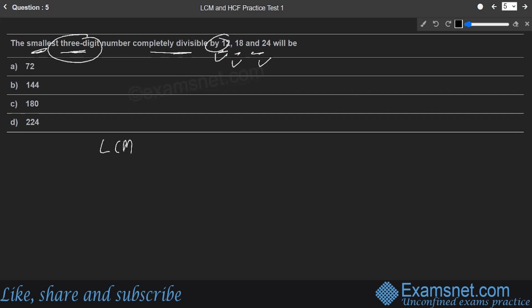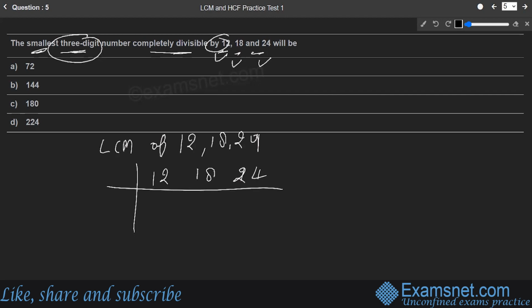So what is the thing that we are doing? We are trying to find the LCM of 12, 18 and 24. For that, we need to factorize them. That is the common method of factorizing. Let us write them: 12, 18 and 24. Let us try to divide them as done in the previous question as well. Each number can be divided by 2: 6, 9 and 12. Now we can again divide by 2: 3, 9 and 6. Can again divide by 2: 3, 9 and 3.